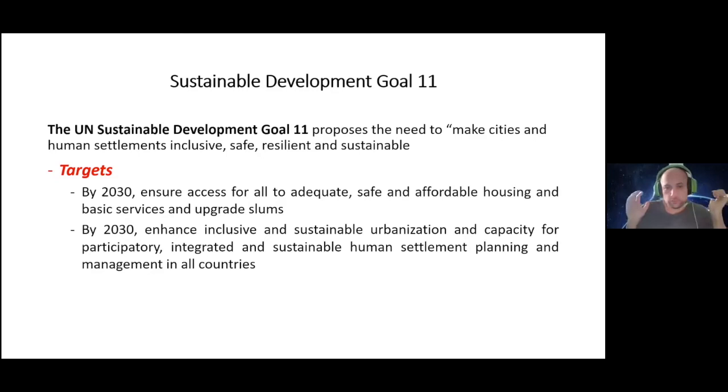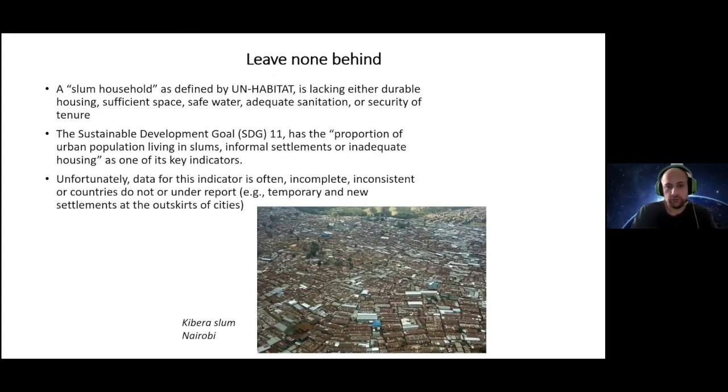But in order to help monitor, achieve and address these targets of the SDGs, we need a lot of data. And most of this data, to me at least, should be relevant for the people that need it the most, which is the people living in slums or deprived urban areas, depending on the terminology. So a slum household, as defined by UN Habitat, is lacking either durable housing, sufficient space, safe water, or adequate sanitation, or security of tenure, any of these factors, or a combination of these factors.